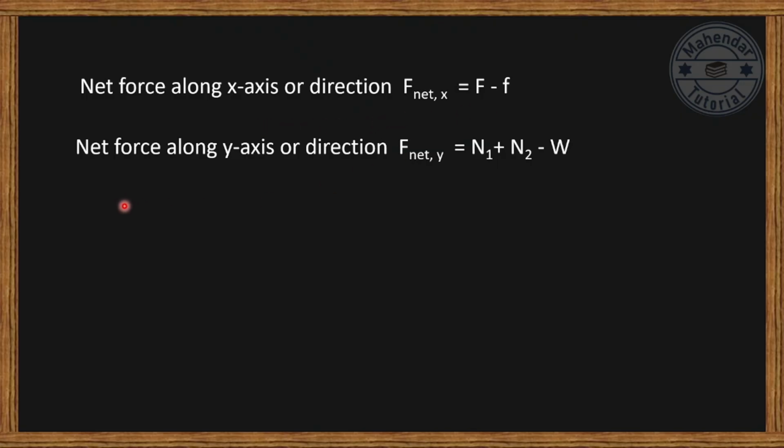Next, net force along the y-axis or y direction, F net y, is equal to N1 plus N2. These are normal forces, and we add N1 and N2 because they are in the same direction. That's why we have added N1 plus N2 and minus W. Here W is the gravitational force, which acts downward. So these are the F nets along the x-axis and y-axis.